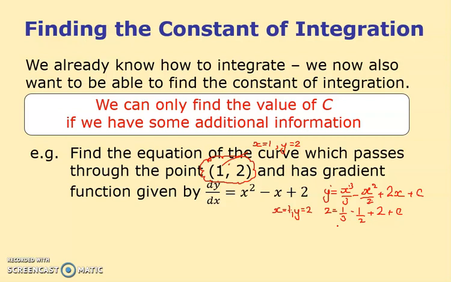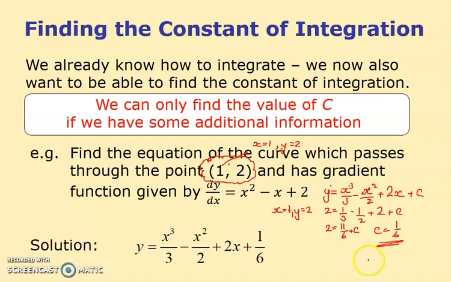Add 2. That gives me 11/6. So it says 2 equals 11/6 plus c, and I can move that 11/6 over, and I reckon c is a sixth when I do that. But notice what I've now done. y now isn't equal to x cubed over 3 minus x squared over 2 plus 2x plus c. No, because I know what c is.